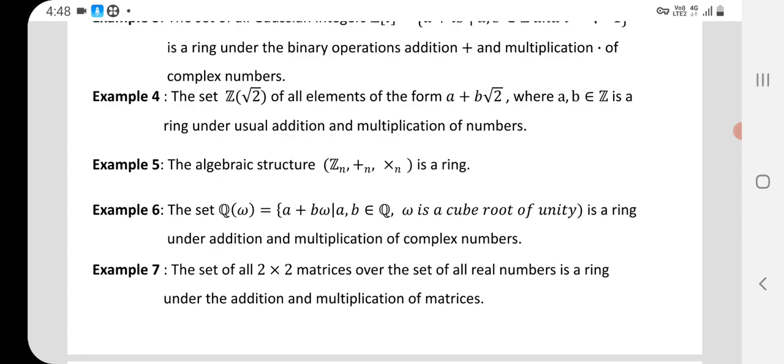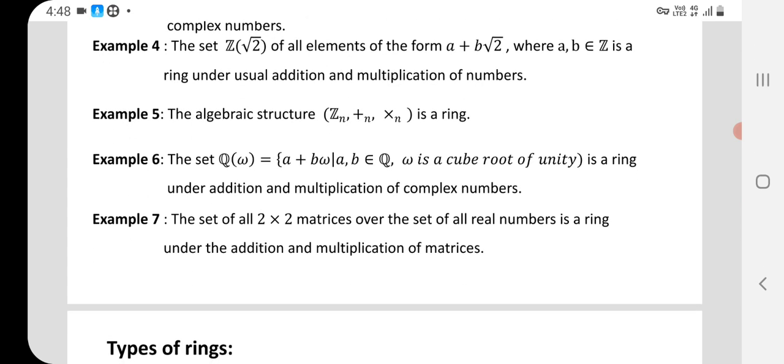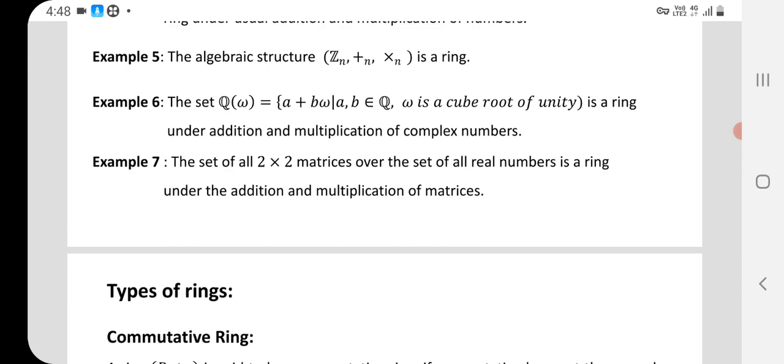Next, the set of all 2 by 2 matrices over the set of all real numbers is a ring under the addition and multiplication of matrices. These are the examples that come under the ring concept.